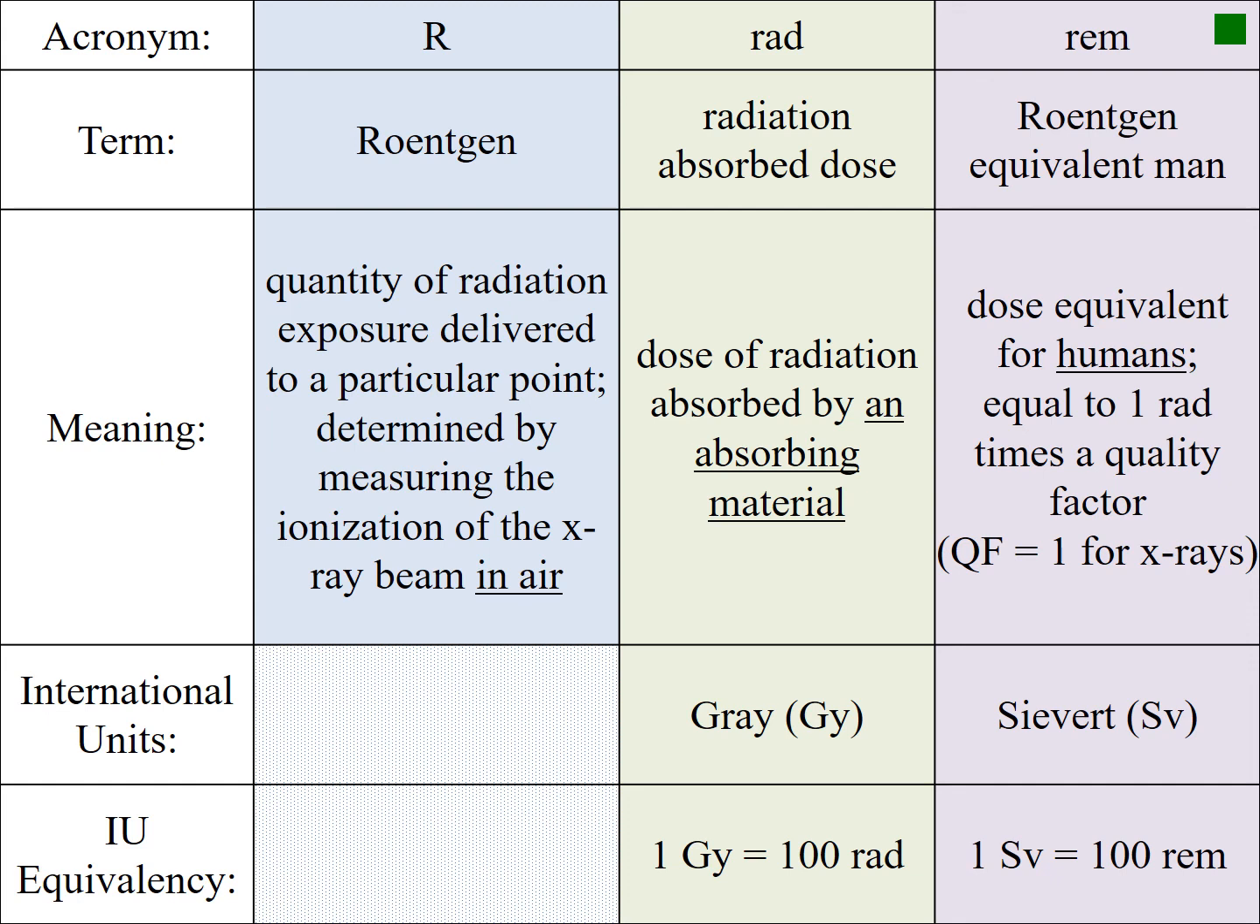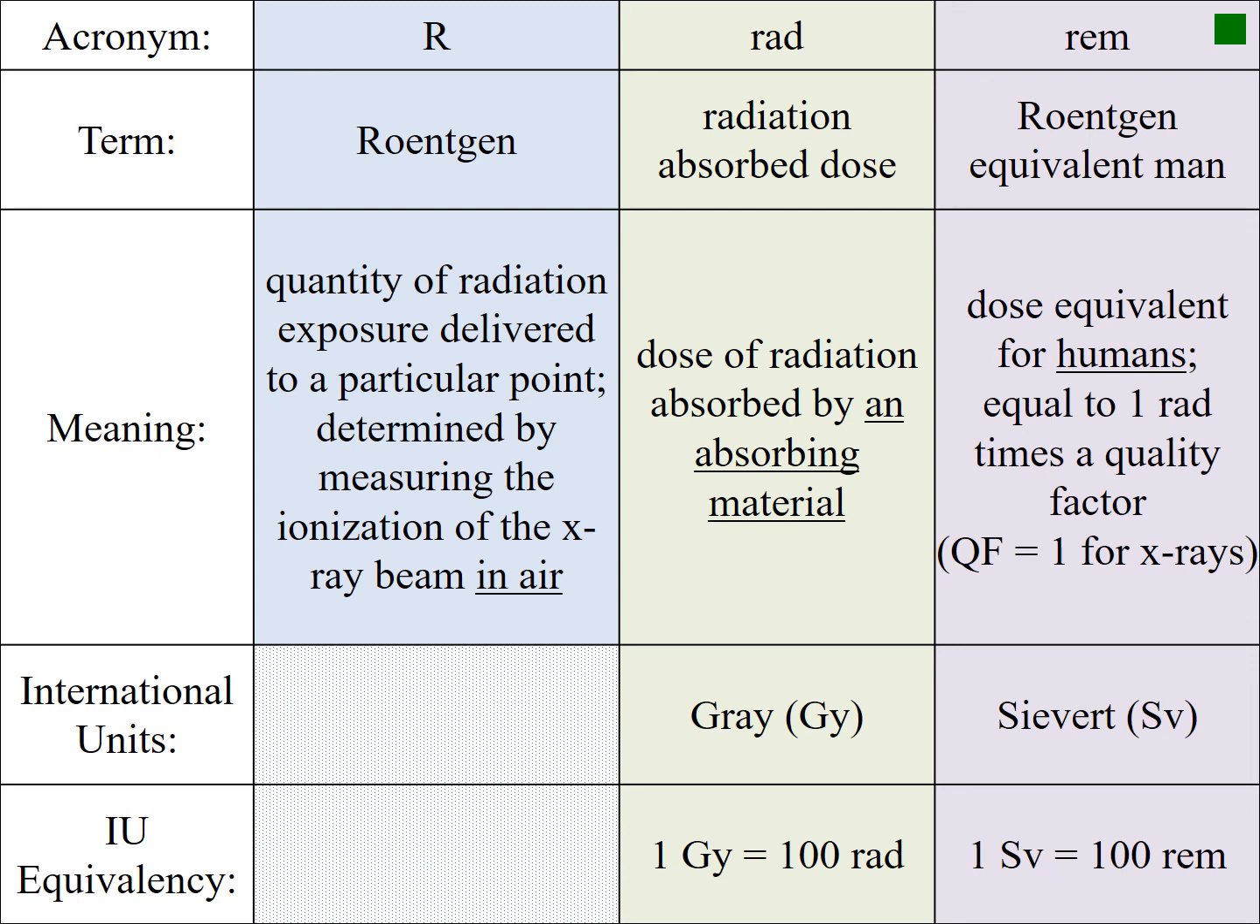The next term is called a RAD, or radiation absorbed dose. So this is the dose of radiation that's absorbed by an absorbing material, which could be a body. RAD does not equal the amount of X-ray exposure, only the amount absorbed.